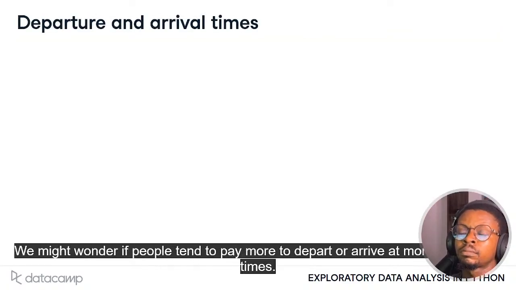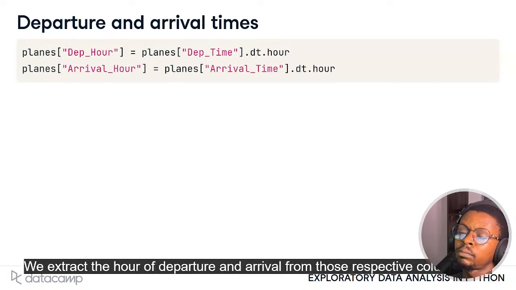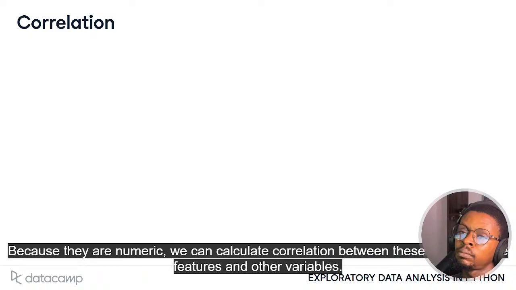We might wonder if people tend to pay more to depart or arrive at more convenient times. We extract the hour of departure and arrival from those respective columns too. Because they are numeric, we can calculate correlation between these new datetime features and other variables.